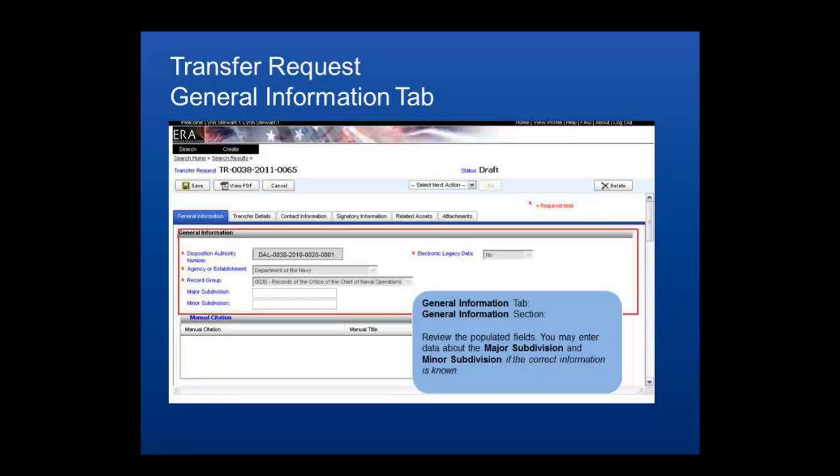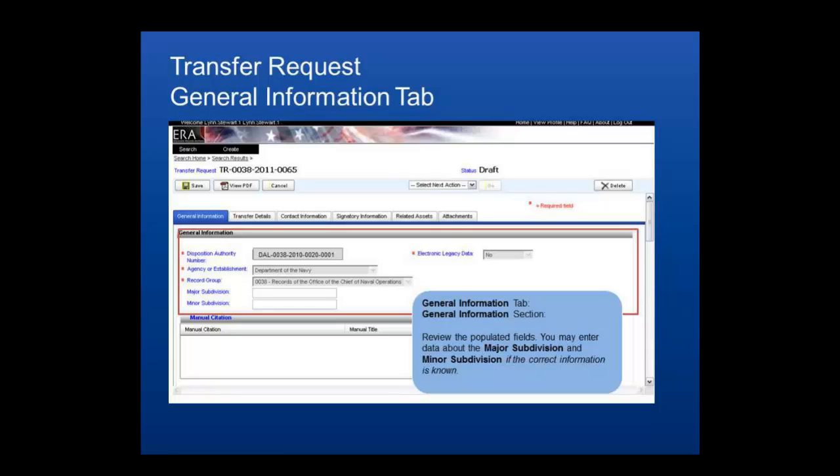We are actually going to talk about each of the tabs in the transfer request form. Again, what we're going to be seeing is examples of data as it's just been loaded in the draft status. There are general information tabs, transfer details, contact information tabs, signatory information, related assets, and attachments. And we're going to talk somewhat about all of them.